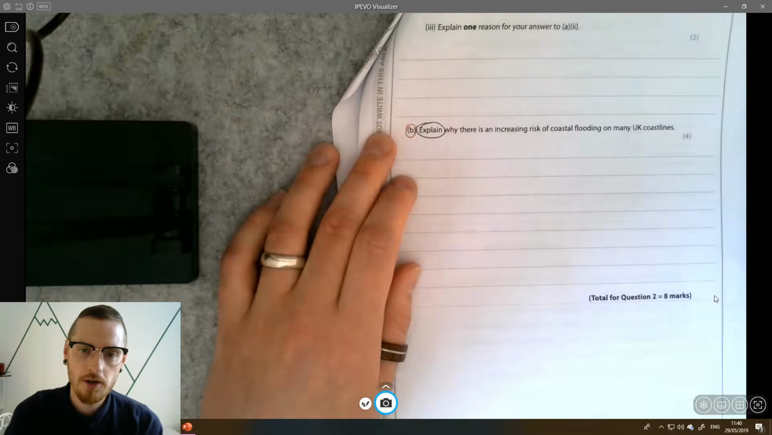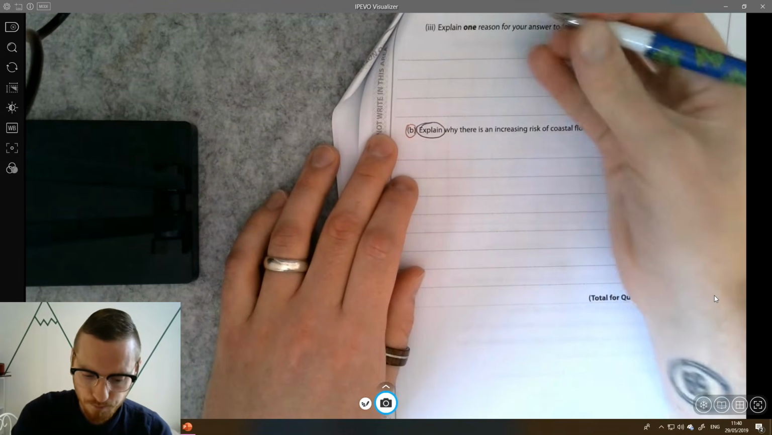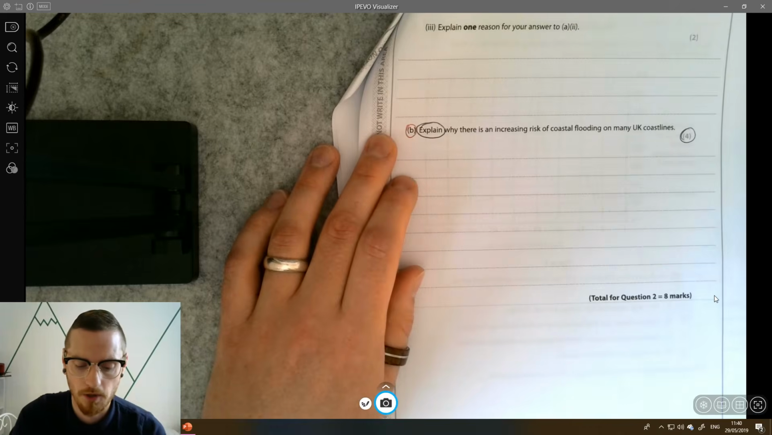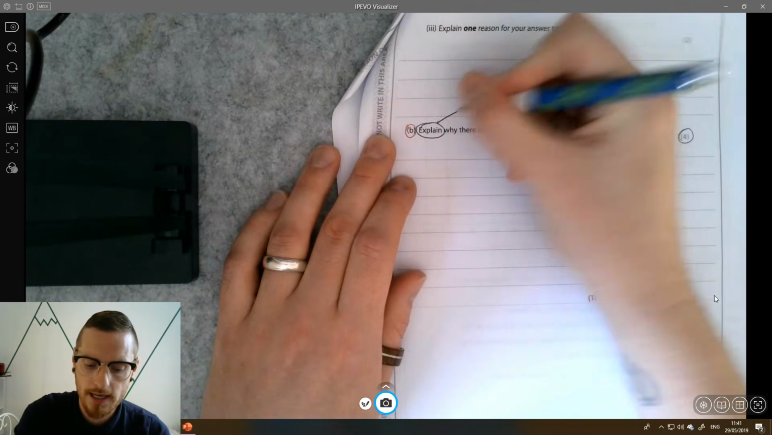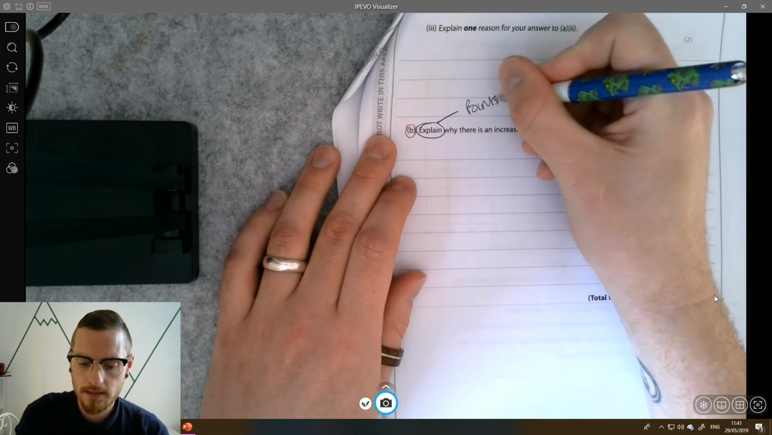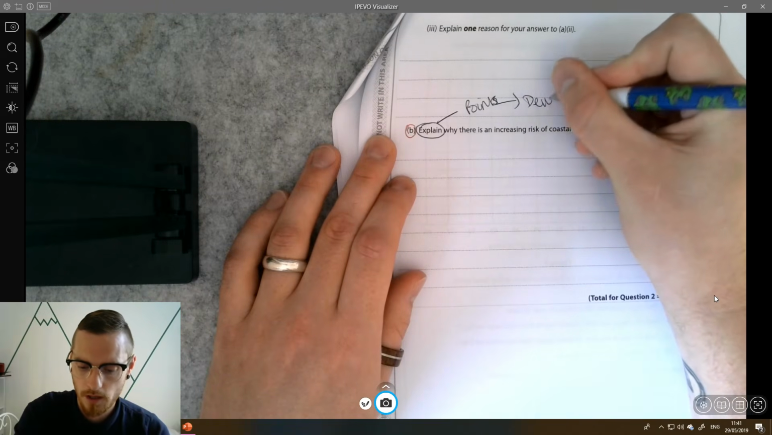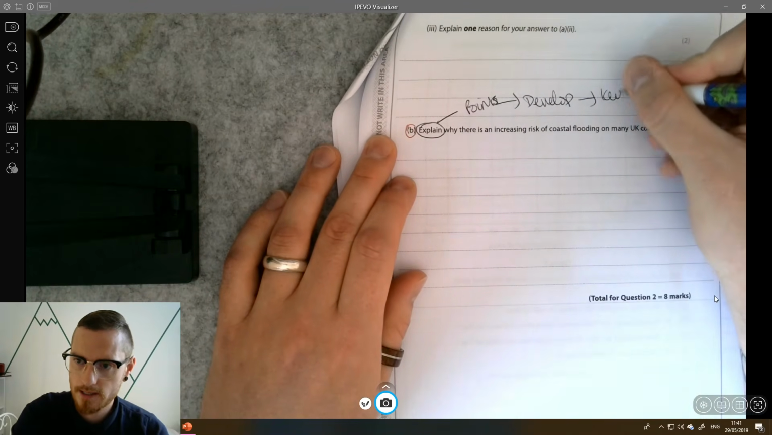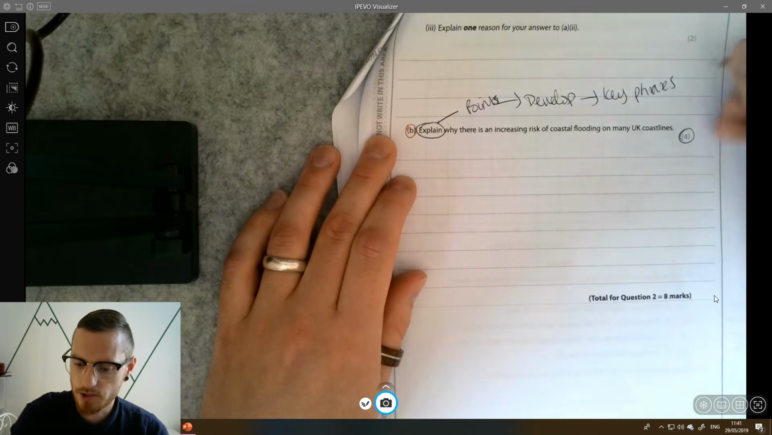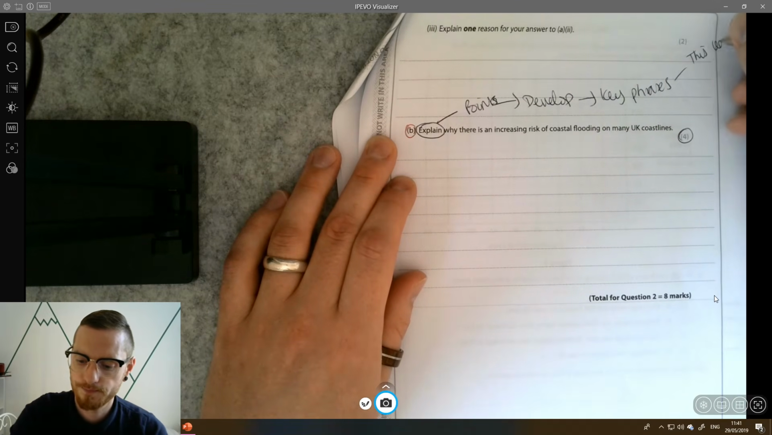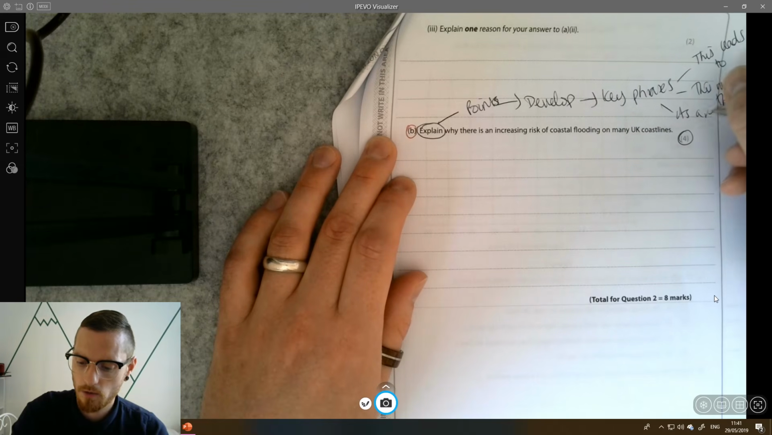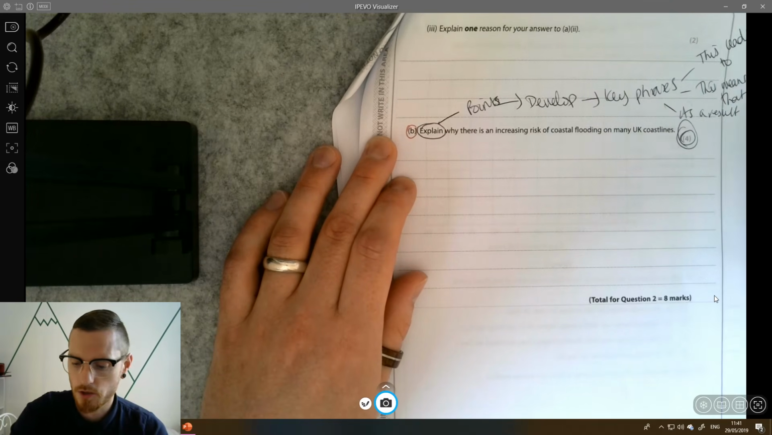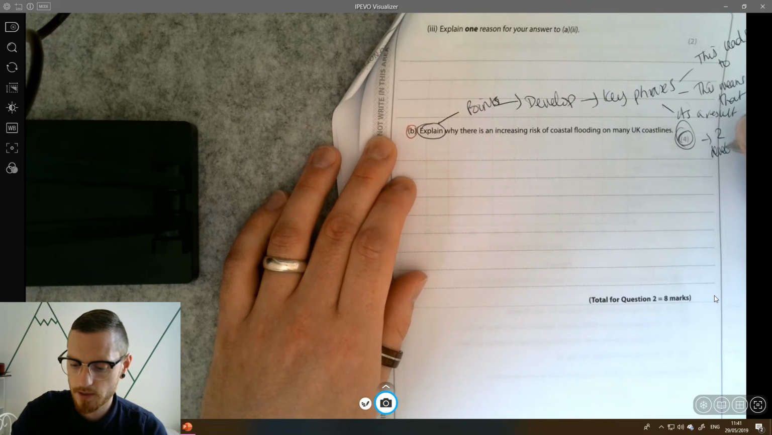Back to this then. So, first off, circle or highlight the command word, which is explain. It's worth 4 marks this time. So, it's not describe, it's not state, which means I must develop my points. So here, again, we need to make points and we need to develop them. And we're going to develop them using key phrases such as this leads to, this means that, and as a result. Now, it's worth 4 marks. So this means I need 2 developed points.